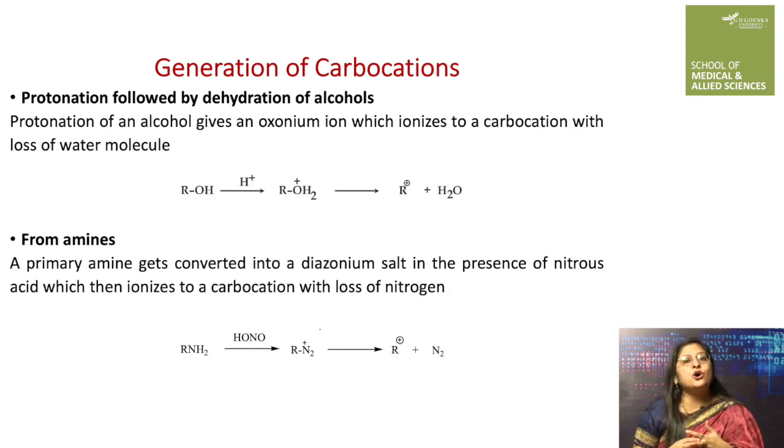Third method is protonation followed by dehydration of alcohols. As shown in this reaction, the protonation of an alcohol ROH gives an oxonium ion, ROH with positive charge on oxygen, which ionizes to a carbocation with loss of water molecule. Next is from amines. A primary amine RNH2 gets converted into a diazonium salt in the presence of nitrous acid HNO2, which then ionizes to a carbocation with loss of nitrogen.